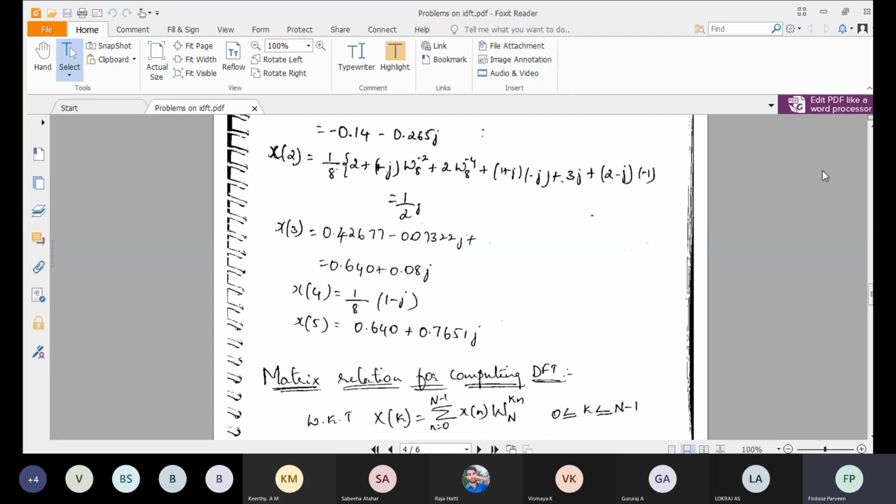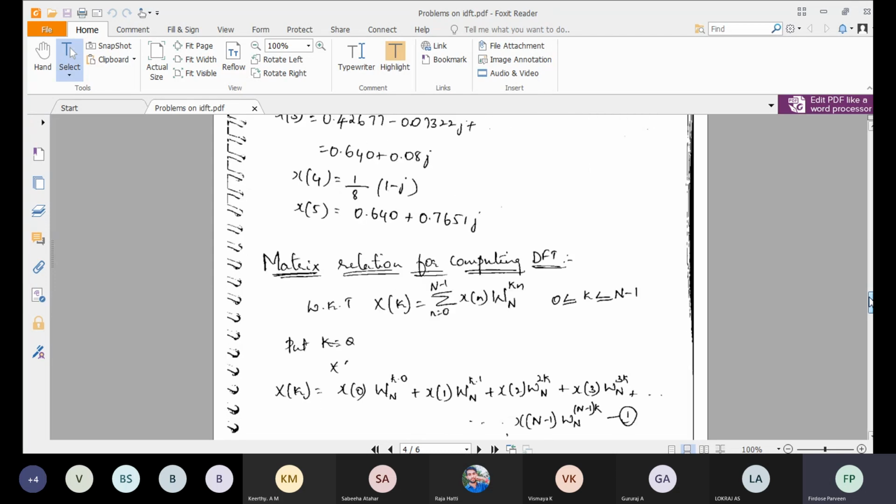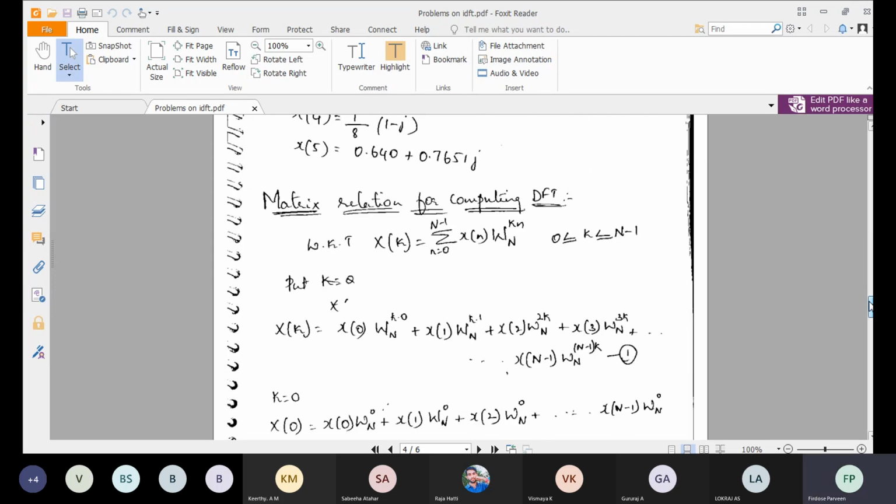Why? Because we are having in the sequence it is 0. So anything multiplied by 0 will be 0 itself. So X of 5, X of 6 and X of 7 you will not be getting. So it is nothing but 0. Okay. Next I'll continue in the next class as it is 11 already. Okay.